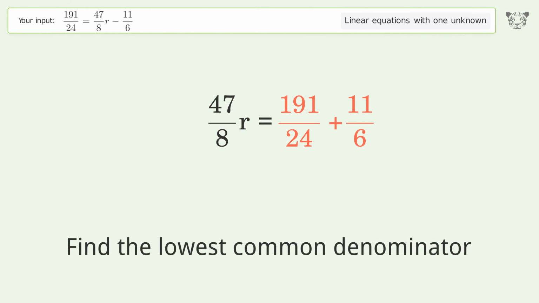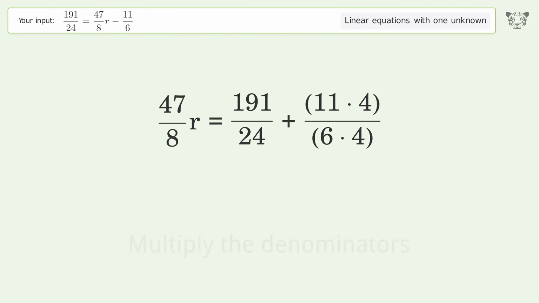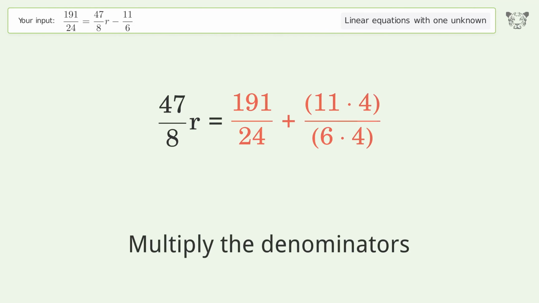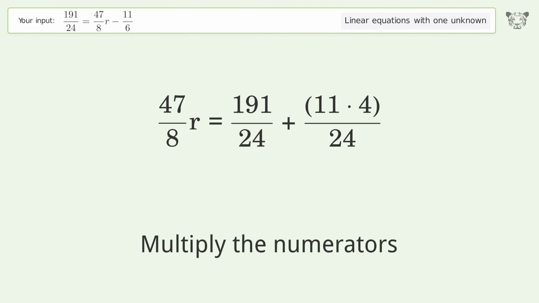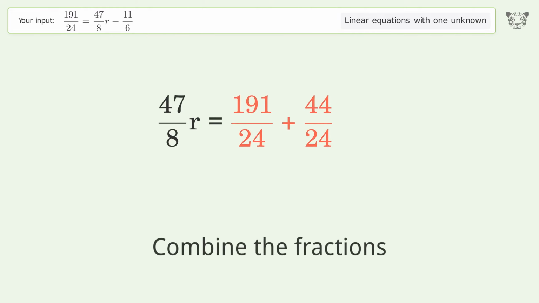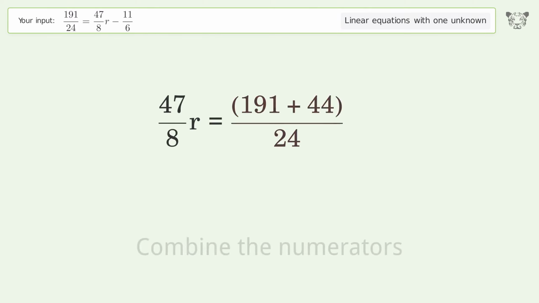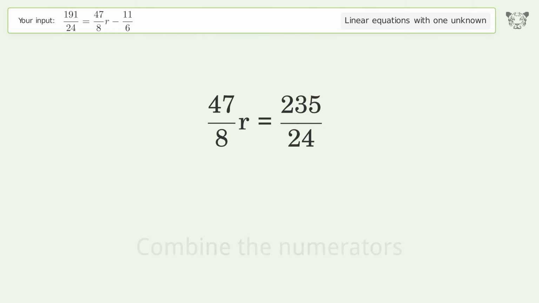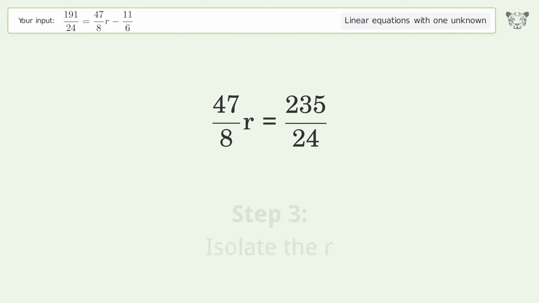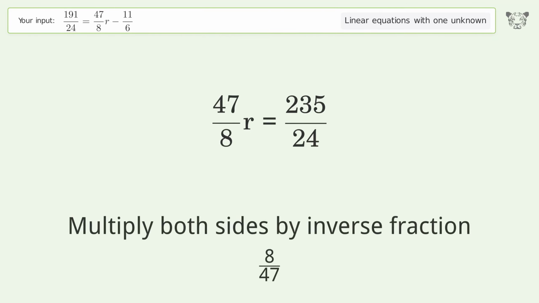Find the lowest common denominator. Multiply the denominators. Multiply the numerators. Combine the fractions. Combine the numerators. Isolate the r. Multiply both sides by inverse fraction 8/47.